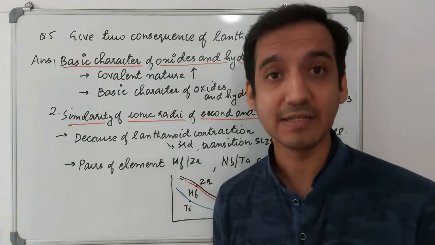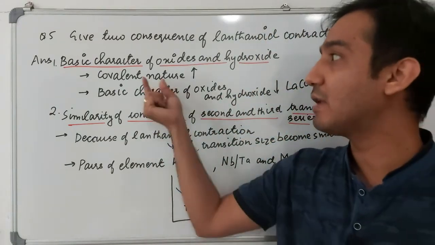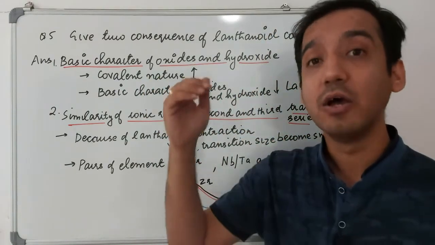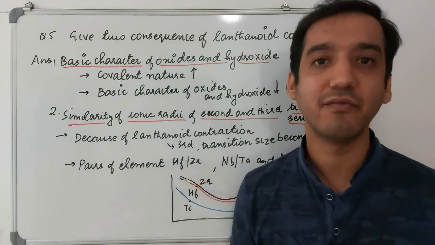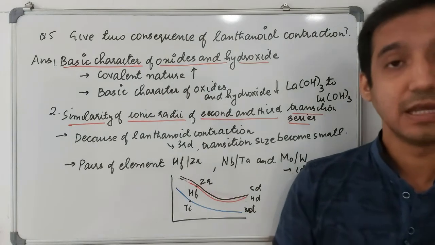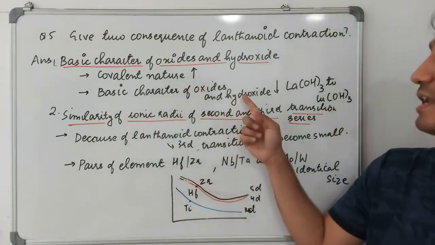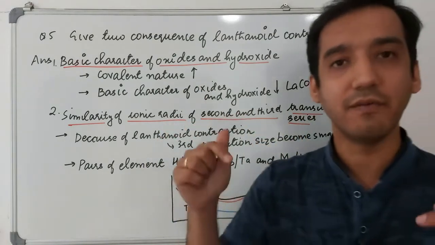As size is decreasing, always remember, according to Fajan's rule, if a metal has a small size, the covalent character will increase. So remember, left to right, covalent character increases. Next, the basic character of the oxides and hydroxides across the period will decrease.